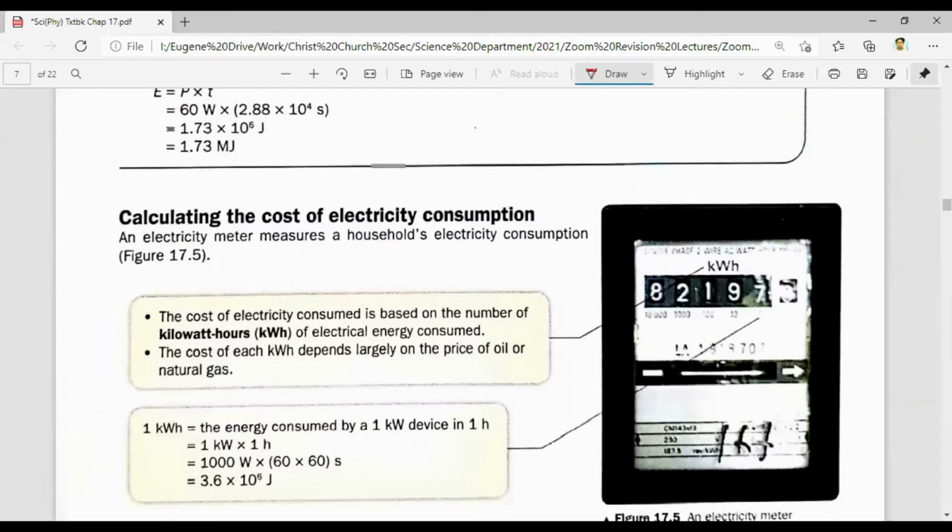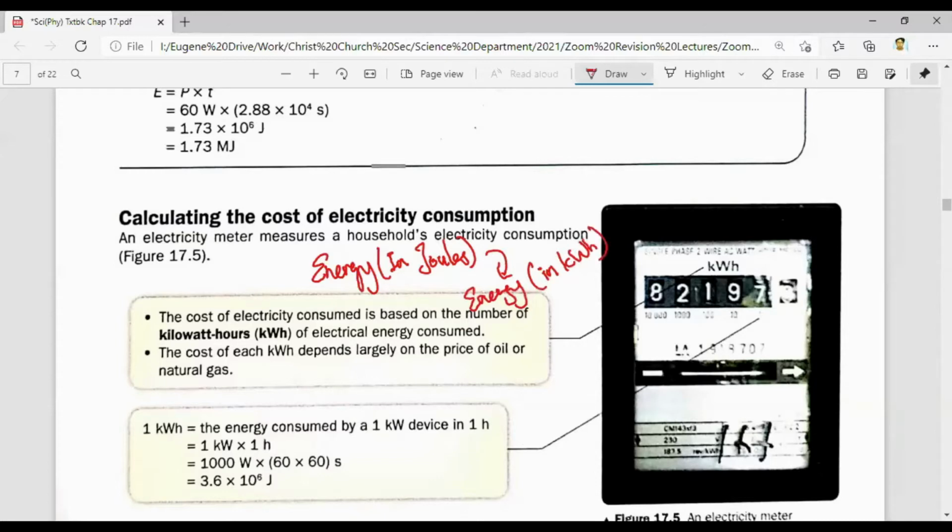So there's another way to calculate electrical energy. Instead of finding energy in joules, which is the one that we typically calculate, they have now converted to finding energy in terms of kilowatt hour. Kilowatt hour is another unit of energy. This is the one that they use in the real world because it's a lot easier.